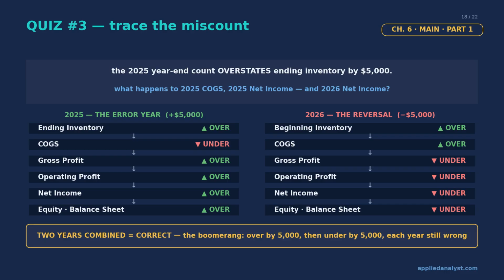Next year, quietly eats the mistake back. One line on why. 2025 and 2026 combined, net income is dead on correct. The error washed out, but each year on its own was wrong. That's the boomerang. If you followed that all the way around, you're genuinely thinking like an auditor now.